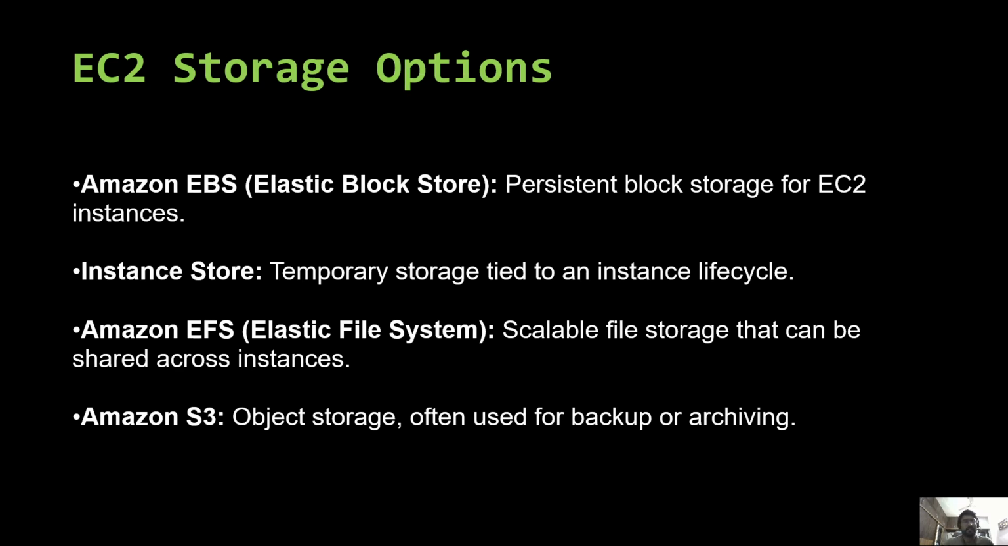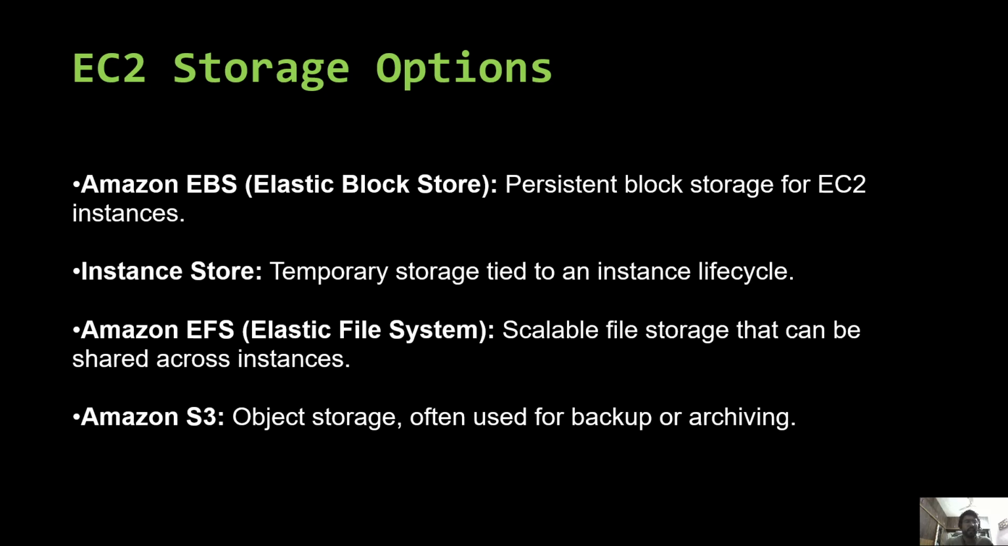Now, these are the storage options for EC2. The first one is Amazon EBS, that is Elastic Block Storage, which is persistent block storage for EC2. So in EBS, basically it is a persistent block storage, so that we can use it based on our need. The second one is instance store, wherein temporary storage is provided. For example, if we have any temporary need, then we can use this instance store.